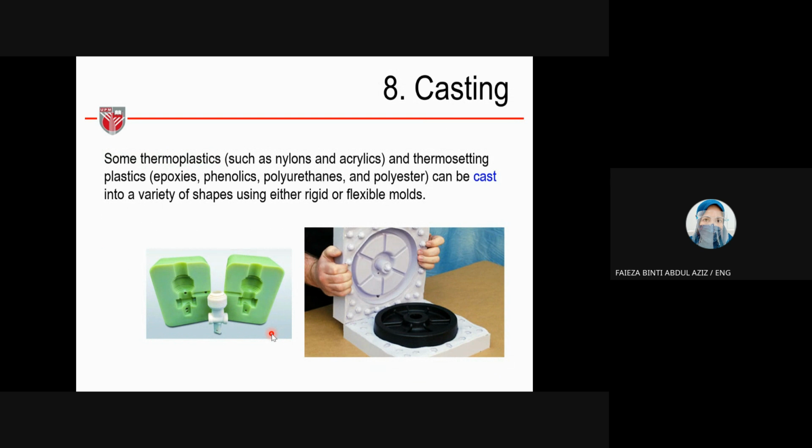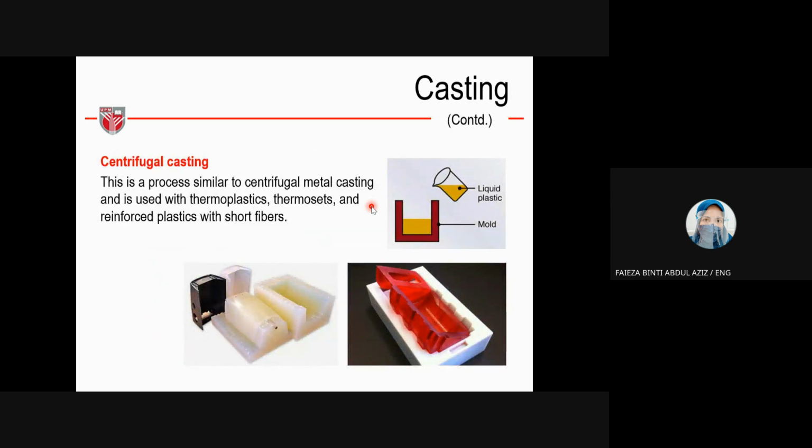Okay, number 8 is casting. Some thermoplastics such as nylons and acrylics, and thermosetting plastics, epoxies, phenolics, polyurethanes, and also polyester can be cast into a variety of shapes using either rigid or flexible molds. Okay, and then centrifugal casting. This is a process similar to centrifugal metal casting and is used with thermoplastics, thermosets, and also reinforced plastic with short fibers. So these are the products.